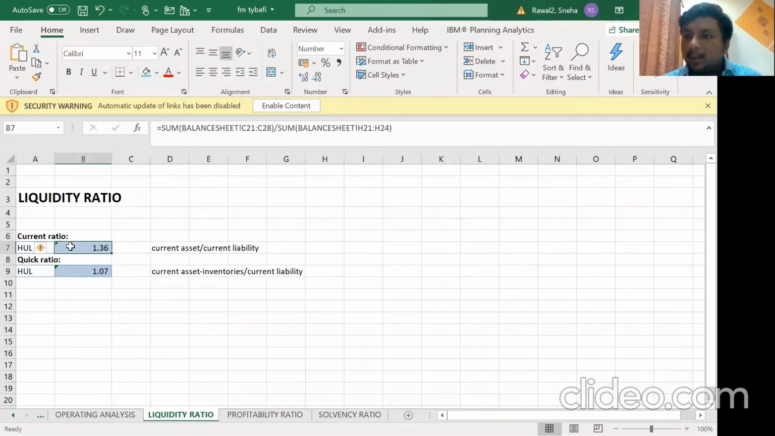What do you mean by liquidity ratios? The most important question which is being asked when you calculate liquidity ratio is, are your current assets sufficient enough to repay your current liabilities? The whole idea is to repay your short-term borrowings. So for this reason, there are two ratios. First is current ratio and the second is the quick ratio.